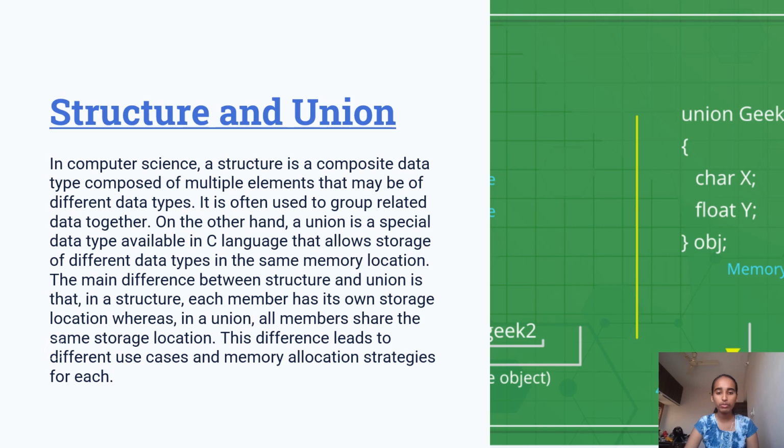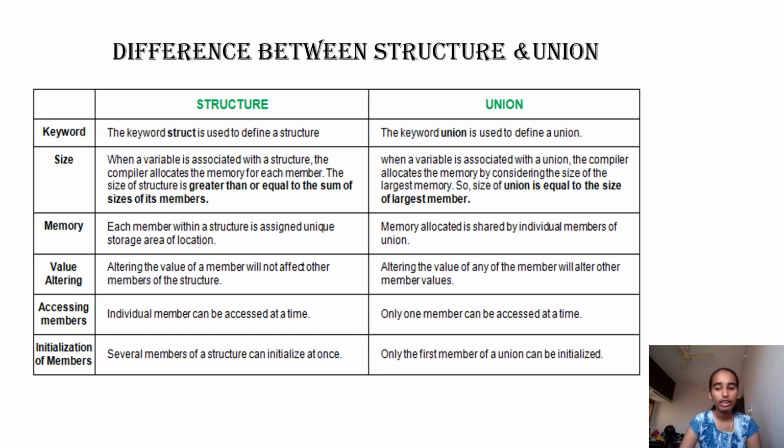The main difference between structure and union is that in a structure, each member has its own storage location, whereas in a union, all members share the same storage location. This difference leads to different use cases and memory allocation strategies for each. Let us see some differences between structure and union.